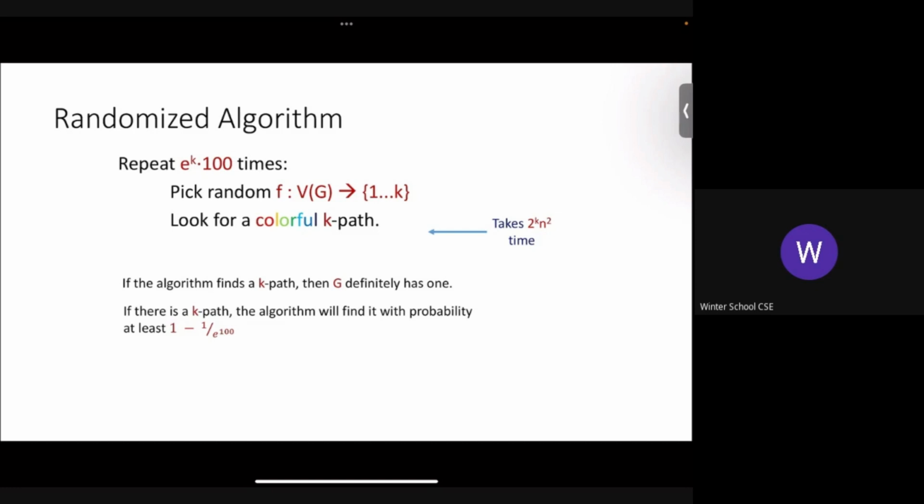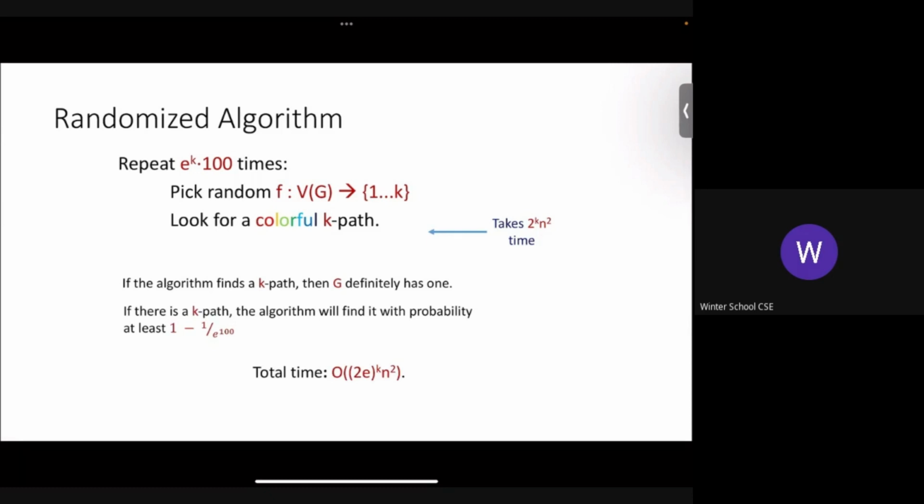T of S comma V is true only when you're using exactly the colors given by S to reach V. So if the algorithm finds a k-path, then definitely there exists a path. And if there exists a path but the algorithm doesn't find it, then the probability is very small.